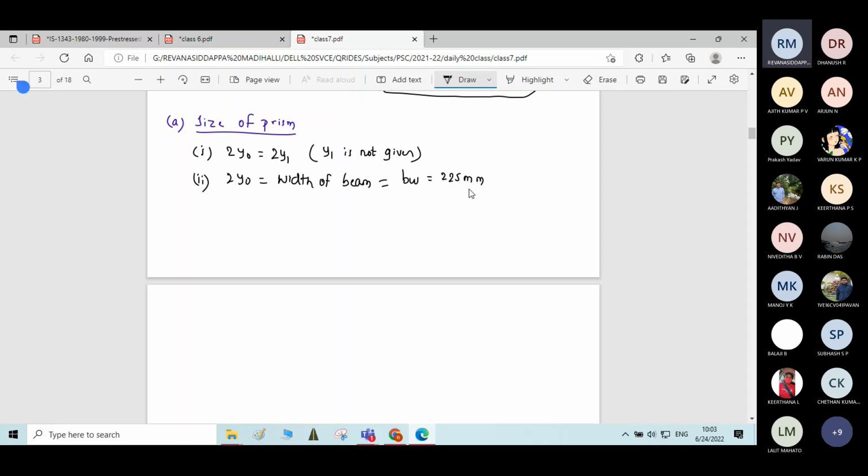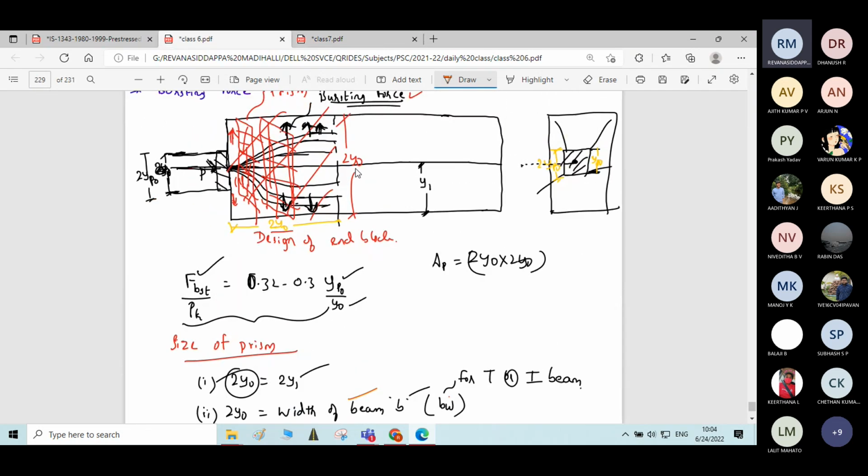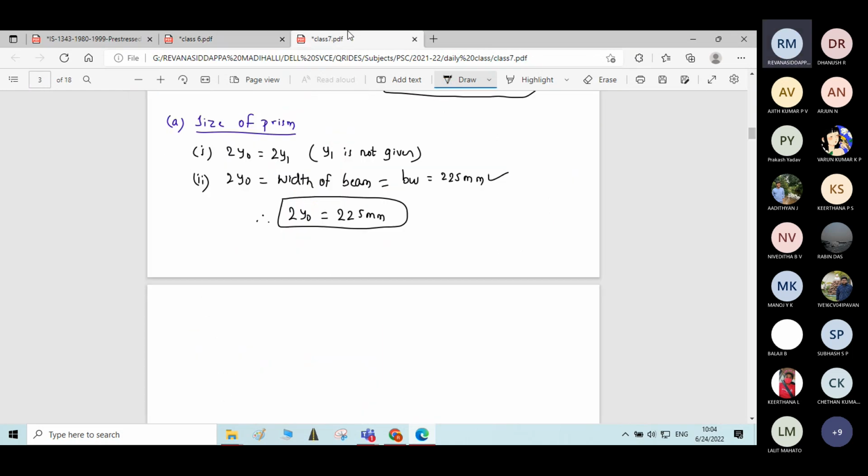We need to take the least value of these two calculations. Out of these two, we consider the least value for 2y0. Here we have only one calculation, so whatever value we got from the second calculation, we consider that as the size of the prism. Therefore, 2y0, the size of the prism, is equal to 225 mm.